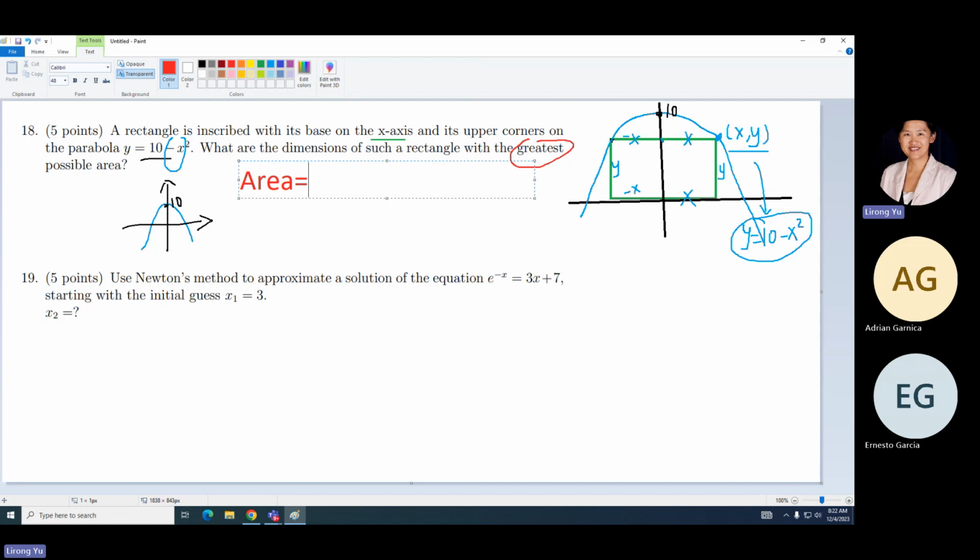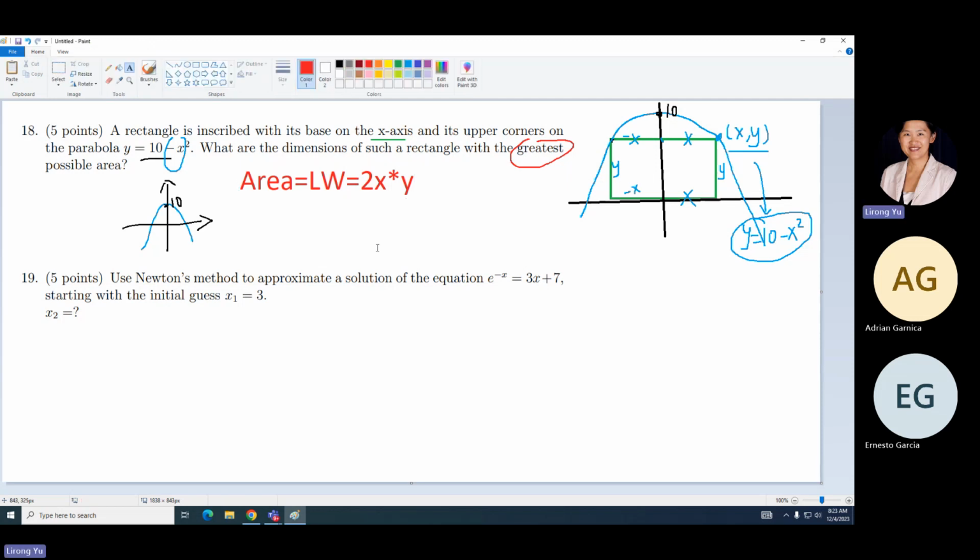So the area of the rectangle is supposed to be length times base. If you look at the green rectangle, the length is twice the x. X is positive on one side and negative on the other, but the total horizontal distance is twice the x, so L equals 2x. That's the length. And then the width is really the height of the rectangle, which is essentially a single y value. So we're really trying to find the biggest value of 2x times y.